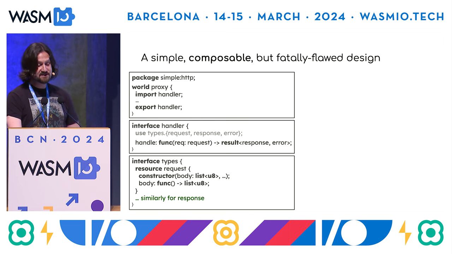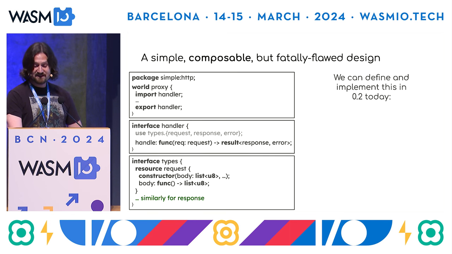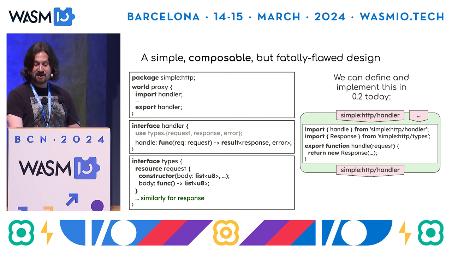And the request is a resource type that could be passed a body as a list of bytes and return its body as a list of bytes, and similarly for response. And we can define and implement this today in 0.2. Say I could write a component that targets this world in JavaScript. I am using a JavaScript import to import the handle function and the response constructor. And then I could export a handle function that takes a request and constructs and returns a response. So I could implement this today in JavaScript, or Rust, or Python, or C, in an increasing number of languages that are adding 0.2 bindings.